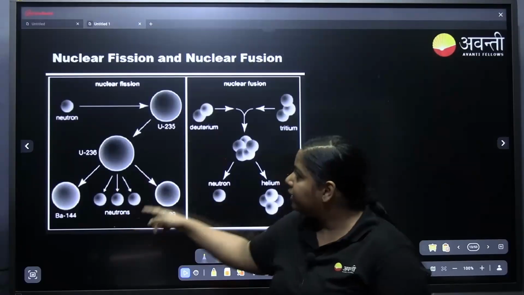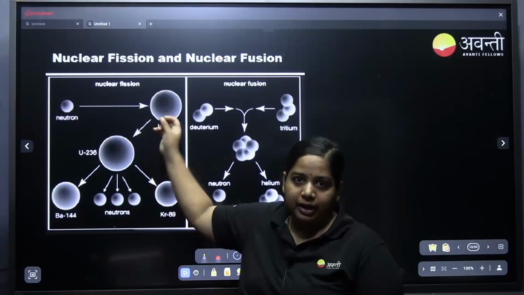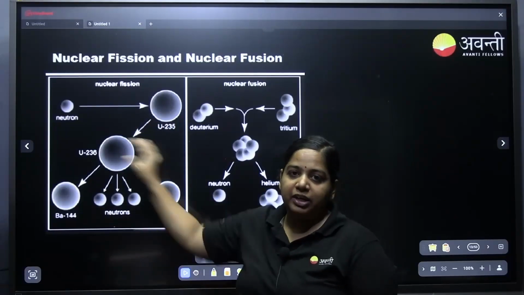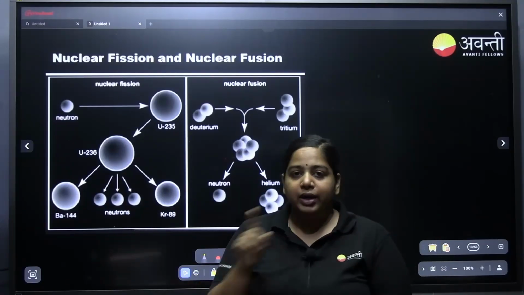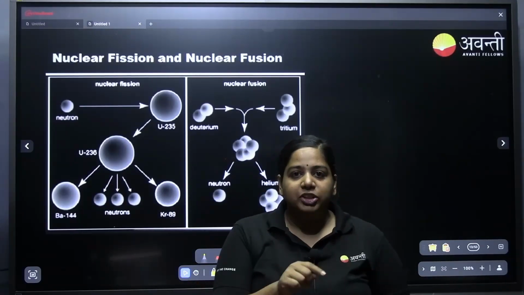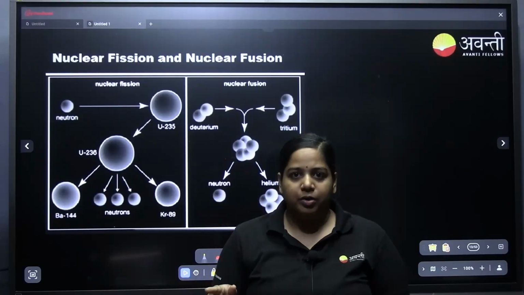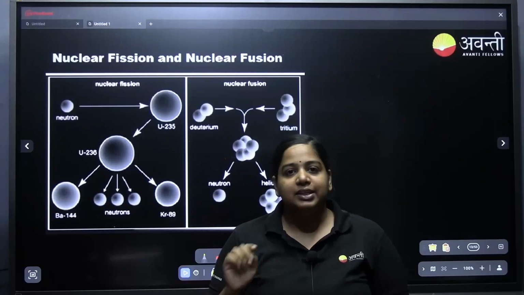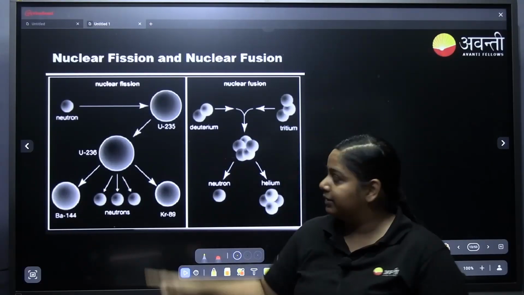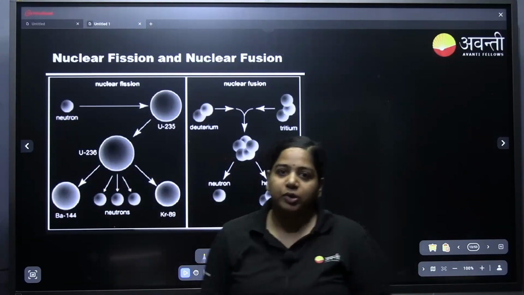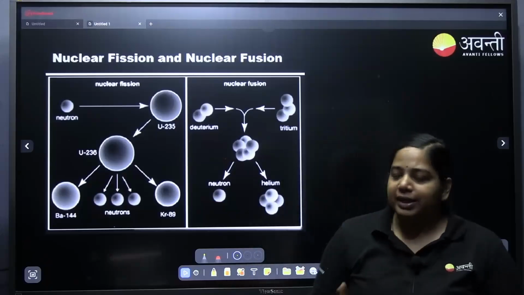Okay, how is it doing? If we bombard it with a neutron, that extra energy will be spent in splitting it. While this happens, you only have to do one thing. Make sure before and after, the total mass number is the same and the total atomic number is the same. Only that is required. You don't have to learn anything else. Before and after the process, total mass number and total atomic number should be equal.